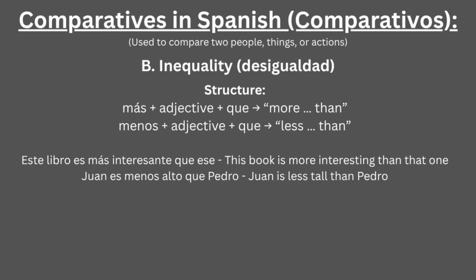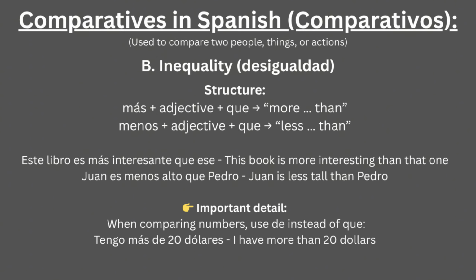Some examples are: Este libro es más interesante que ese. Juan es menos alto que Pedro. As a note, when comparing numbers, use de instead of que, as in tengo más de $20.